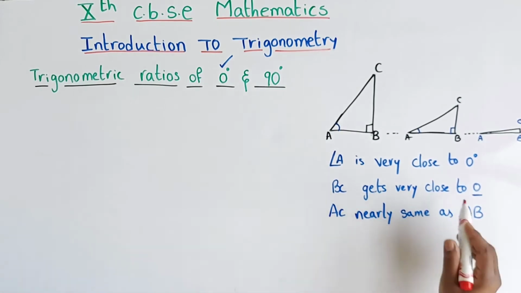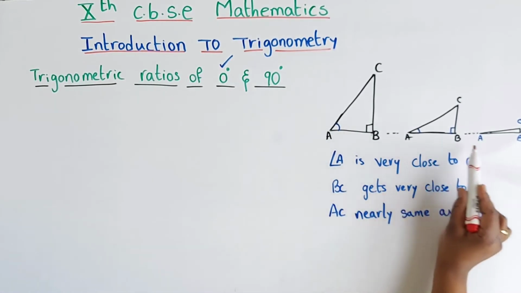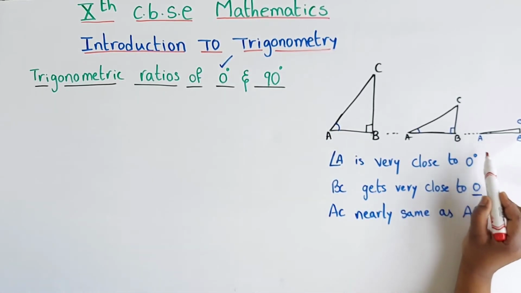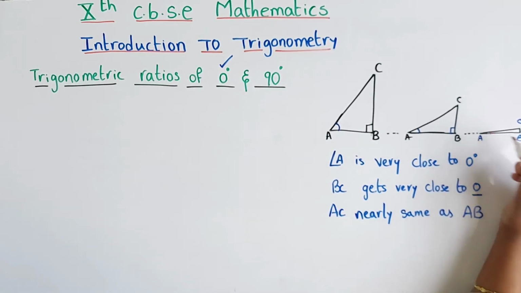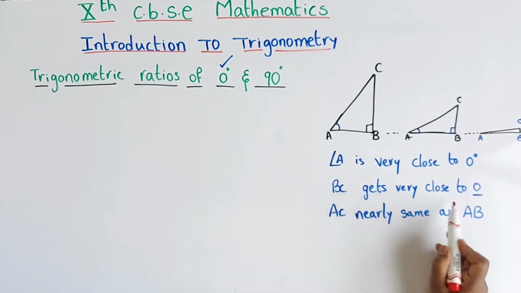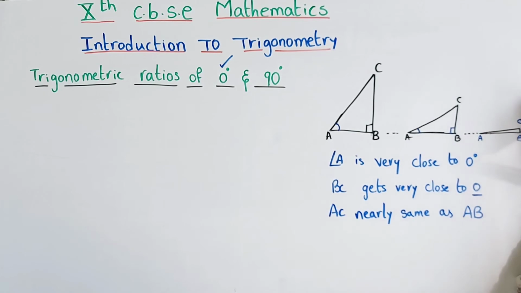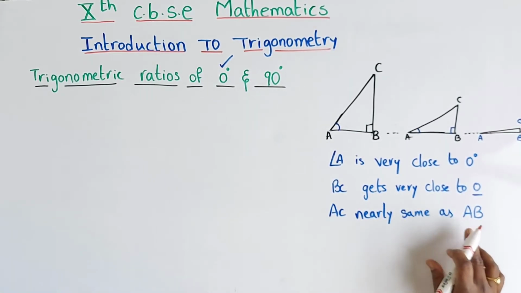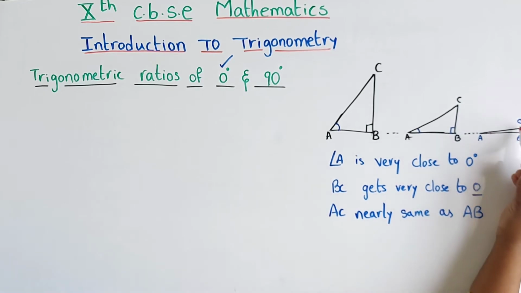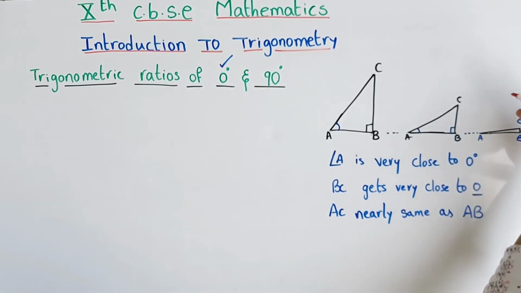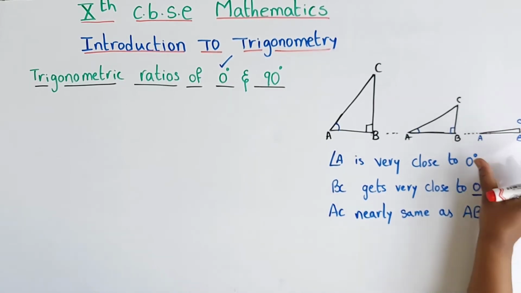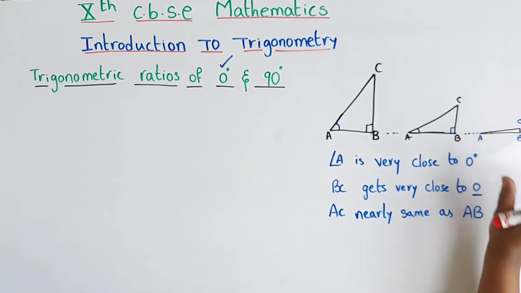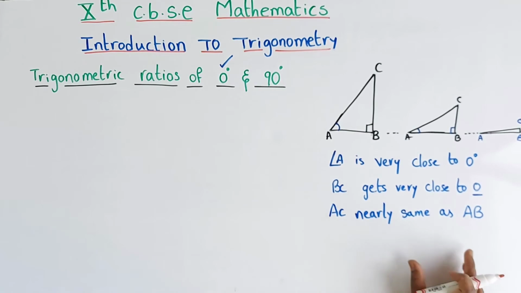See the measurements, children. Angle A is very close to 0. See, after reducing it is very close to 0, right? BC gets very close to 0, so this value also becomes 0 slowly. AC is nearly the same as AB. That means as it is reducing, AC comes near to the AB value, right? So that's why AC is nearly the same as AB. So we know the values.